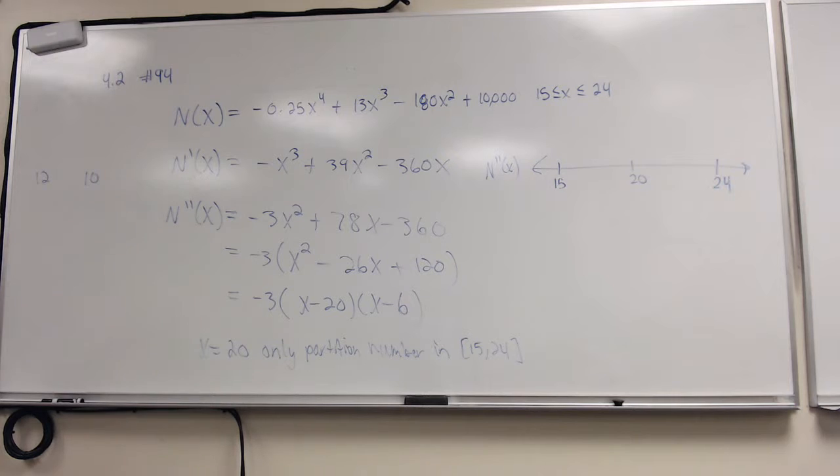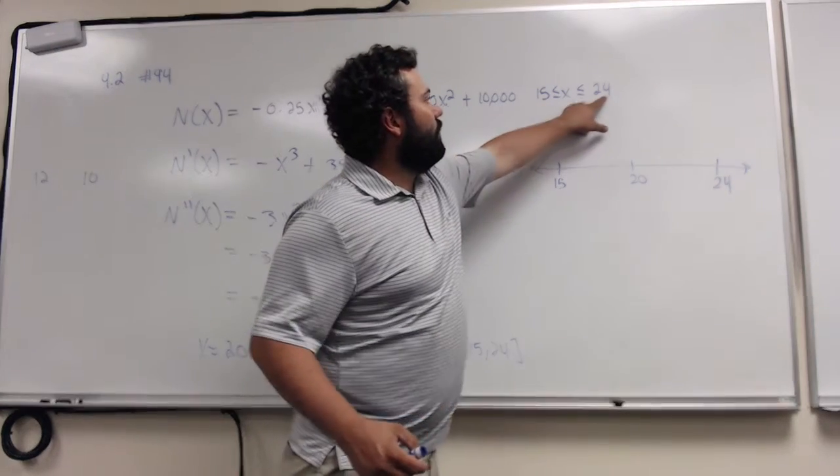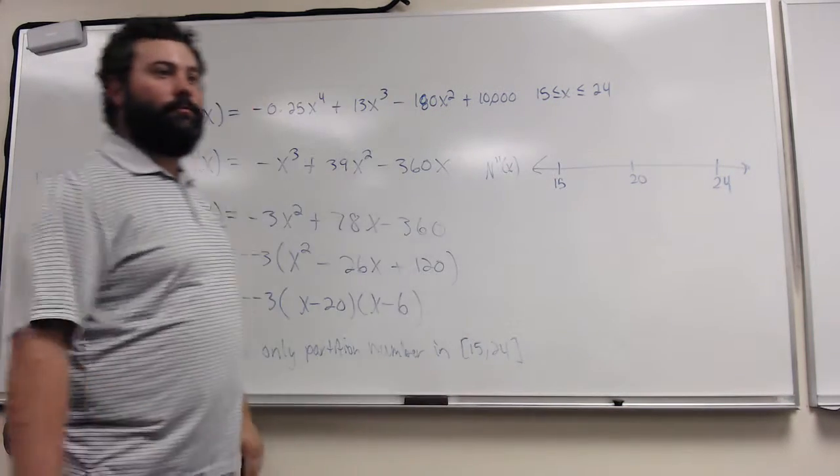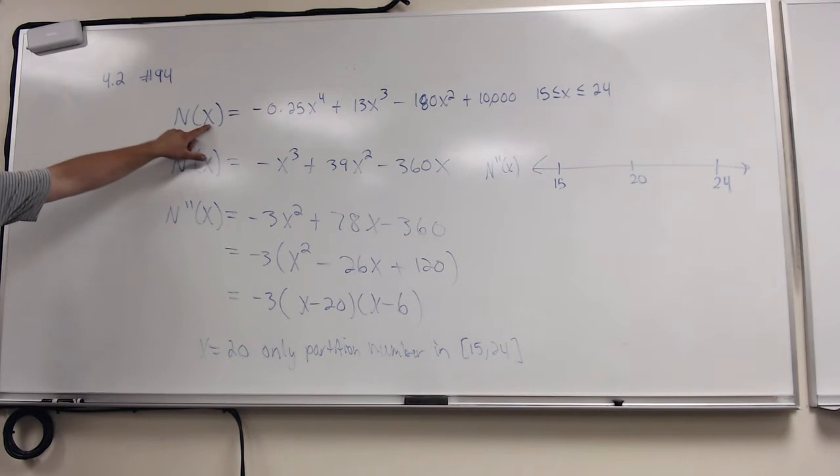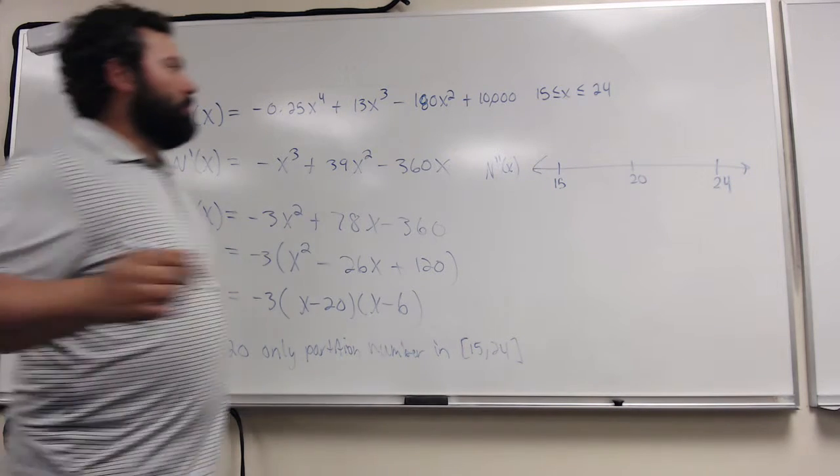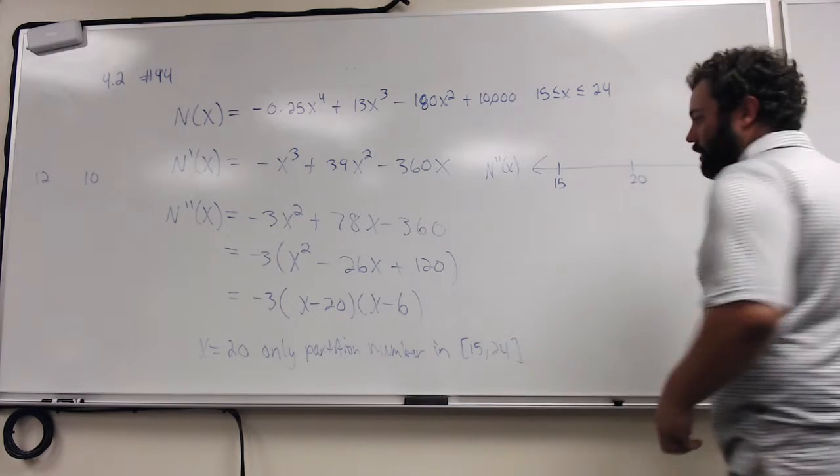Okay. So what they're saying is that's the amount of available money they have to spend on advertising. They're always spending somewhere between $15,000 and $24,000 on advertising. And then you plug those values into this function, the output is going to be the amount of sales in thousands. Okay, so 20 is the only partition number.